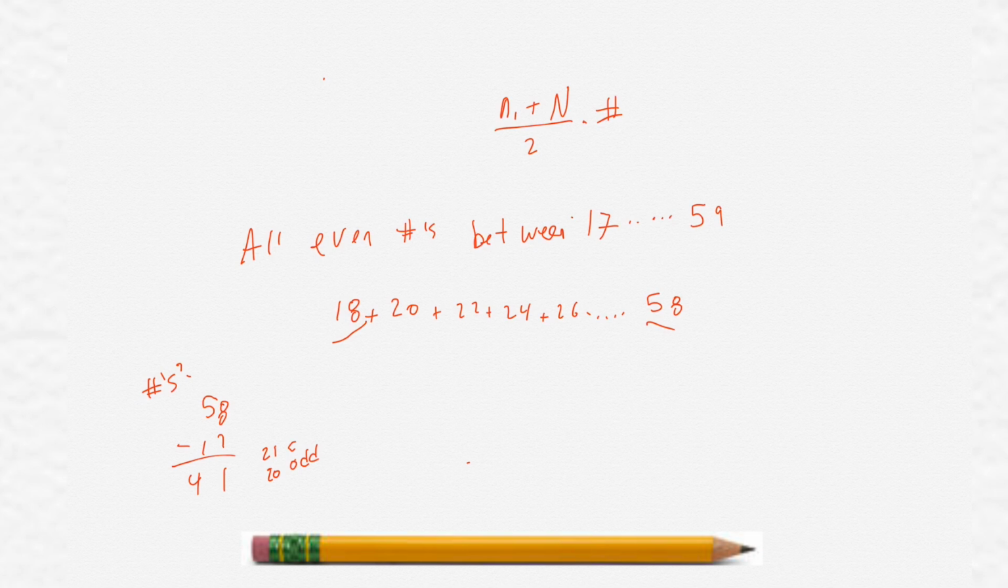There's an odd number of numbers, so to speak. So there's 41. So there has to be either 21 even and 20 odd, or 21 odd and 20 even. And because 18 and 58 are both even, so the first and the last one are even, there's going to be more even numbers in that sequence. So between 18 and 58, there's going to be more even numbers than odd numbers. So there should be 21 even numbers and 20 odd numbers between 18 and 58. So in that sequence, we have 21 even numbers.